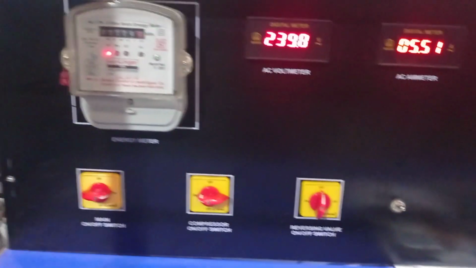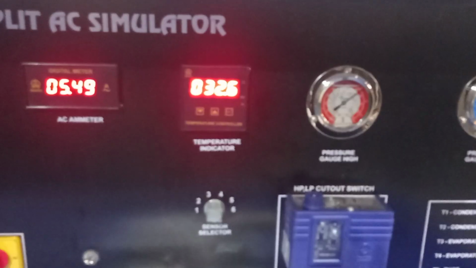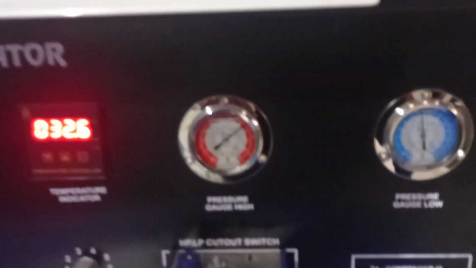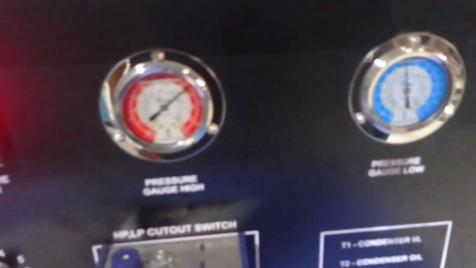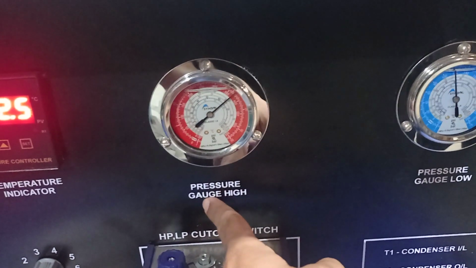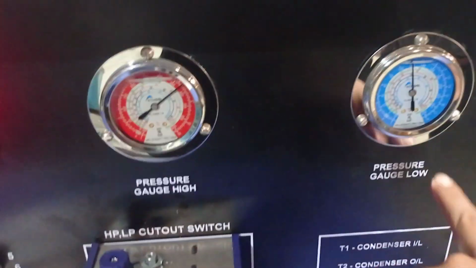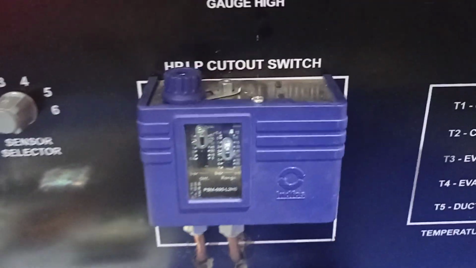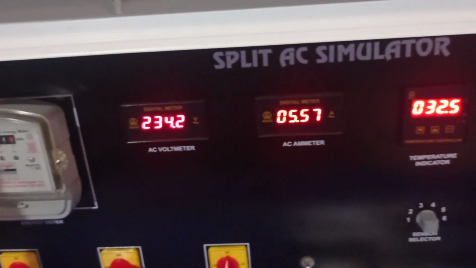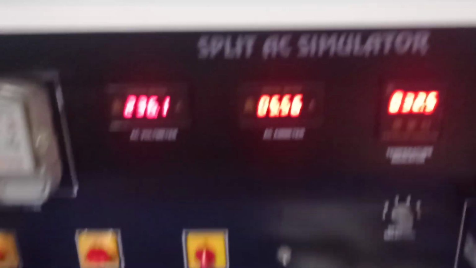This is the electrical panel of the AC. This is the energy meter, voltmeter, ammeter, and temperature indicator. The pressure gauges are at the high point and low point, meaning at the suction and at the discharge. Suction is at the point of the evaporator outlet, which means the compressor inlet, and then the compressor outlet. This is the LPHP cutout to regulate the gas refrigerant temperature. One thing I will tell you: we have used the refrigerant R32 in this split AC.